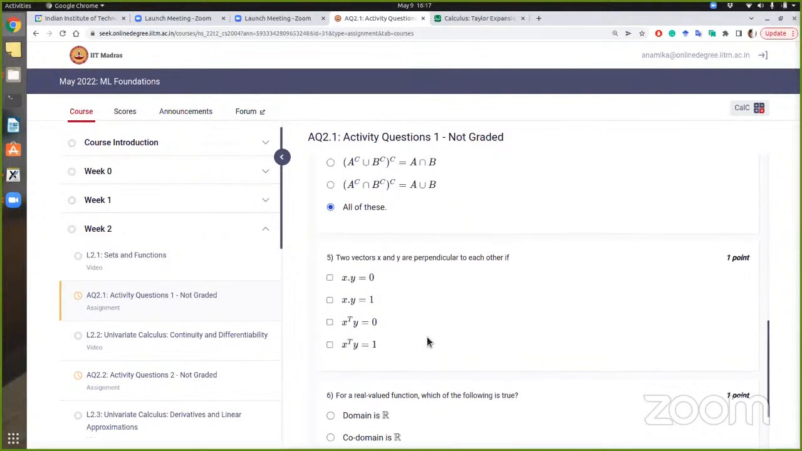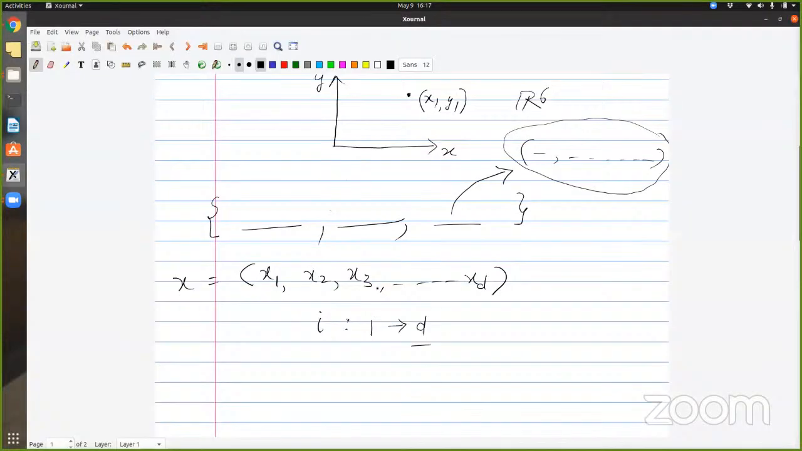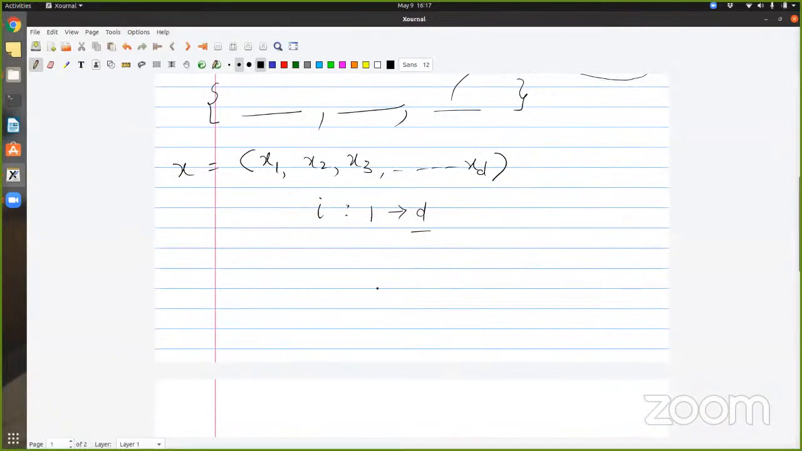Okay, next question. Two vectors, x and y are perpendicular. If so, what is x dot y? Dot product should be 0. What is x dot y? Dot product is xy cos theta. Correct? So let's say this is your x, and let's say this is your y.